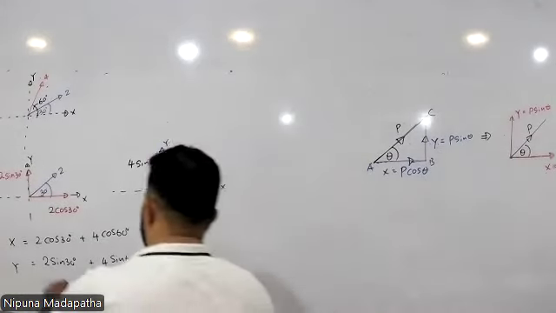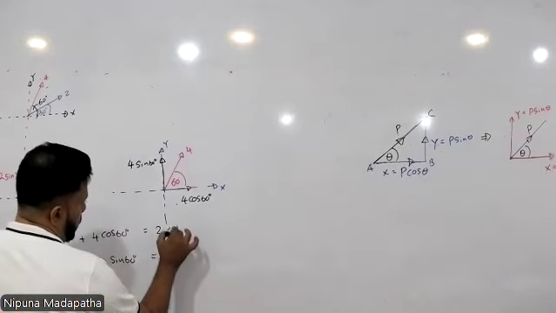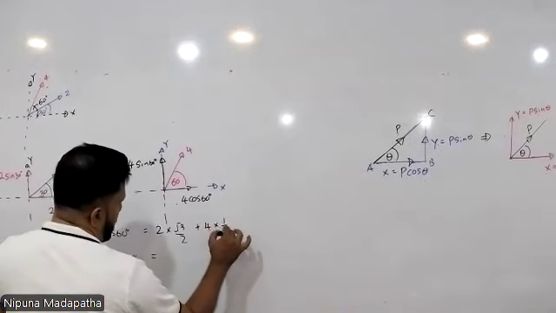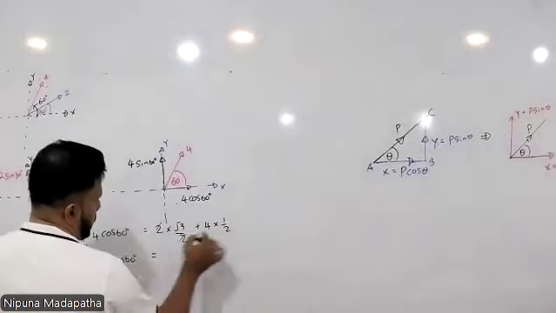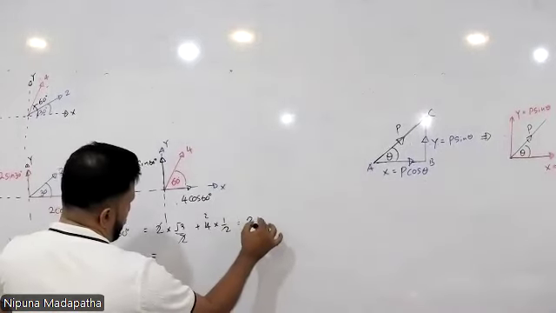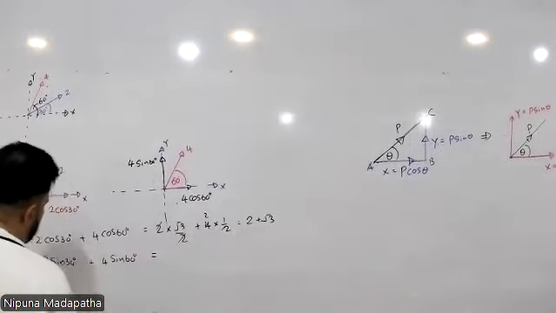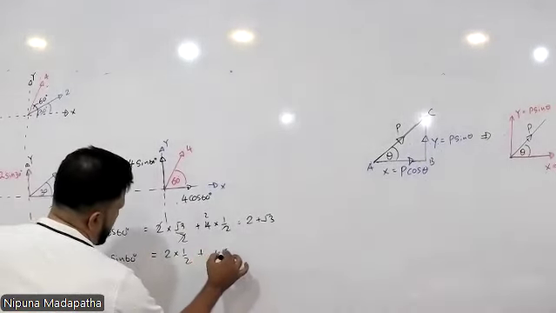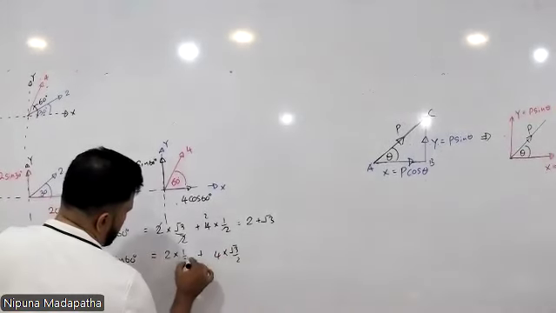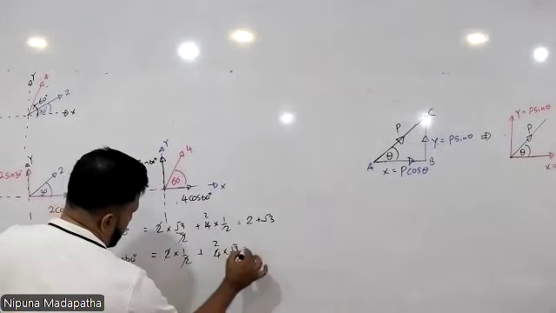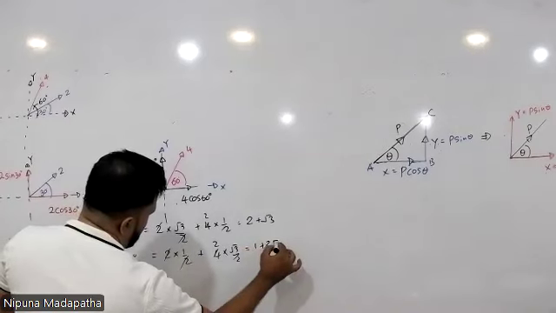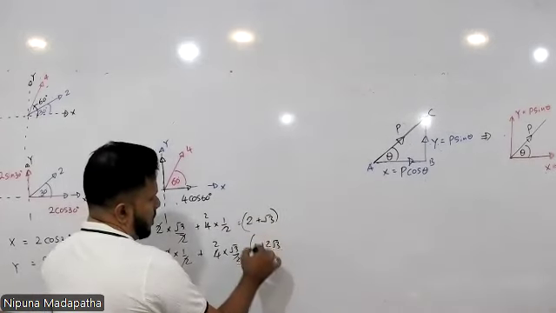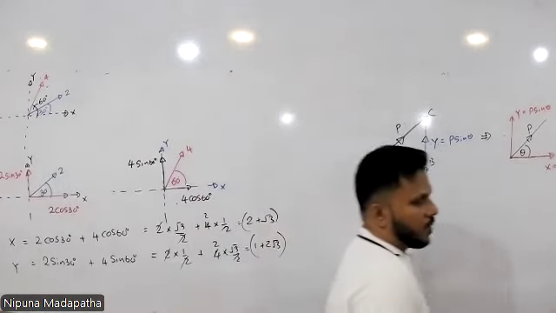Cos 30 is root 3 over 2, plus 4 cos 60, which is 2, so the final x answer is 2 plus root 3. 2 sin 30 is 1. 4 sin 60 is 2 root 3 over 2, which is root 3 times 2. So the y component is 1 plus 2 root 3. Root 3 is 1.73.